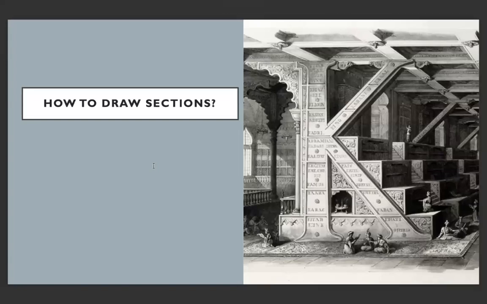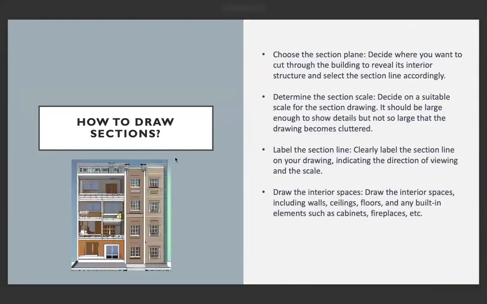How to draw sections. Now let's see an example. There are a couple of steps you have to take when drawing a section. Number 1, you have to choose the section plane. Decide where you want to cut through the building to reveal its interior structure, and select the section line accordingly.